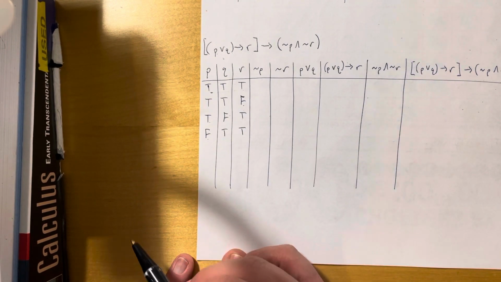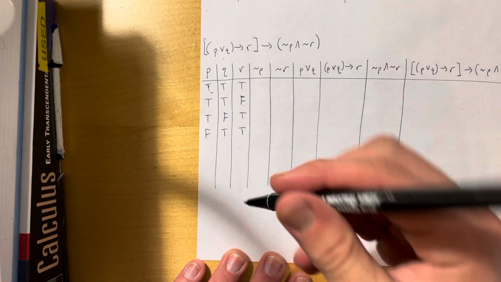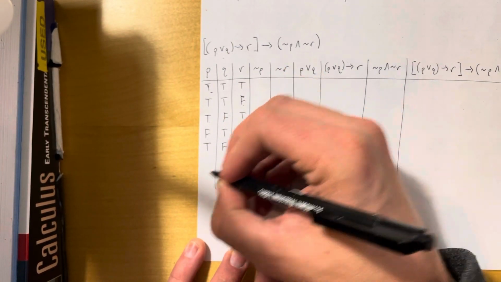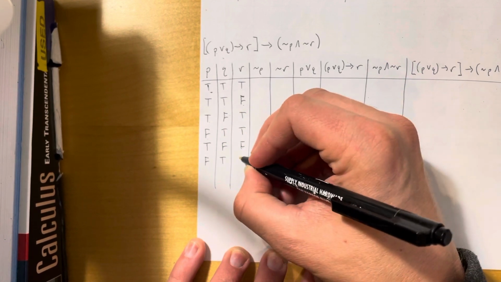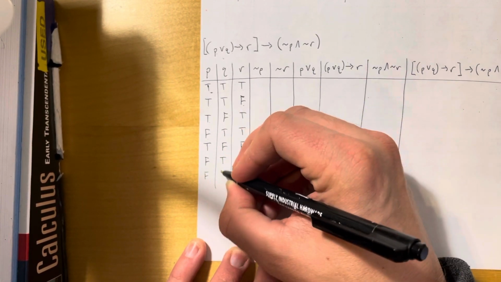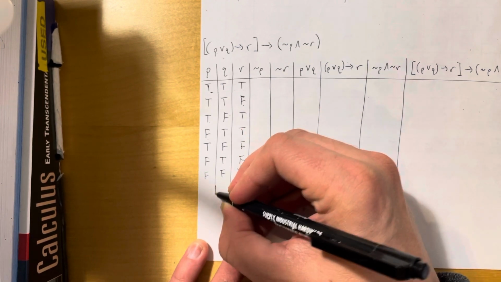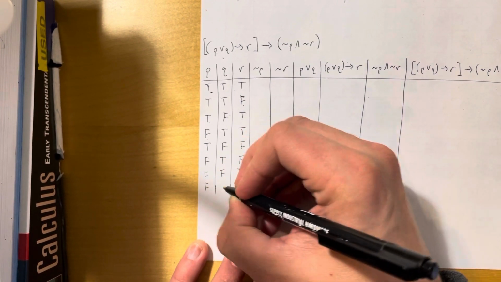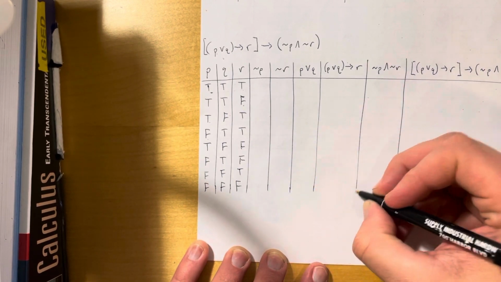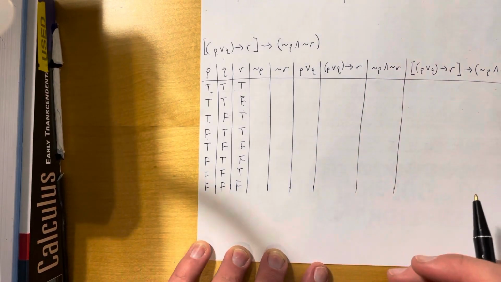Next, I want to deal with all possible combinations where only one of my statements is true and the other 2 are false. So that would be true, false, false, false, true, false, and false, false, true. Finally, we look at the case where all 3 of them are false. Make my columns just a tad longer.